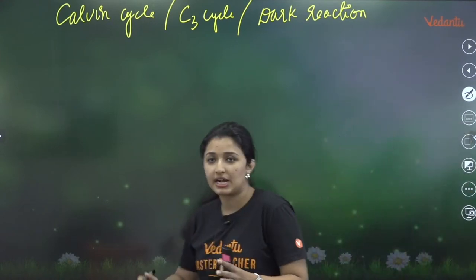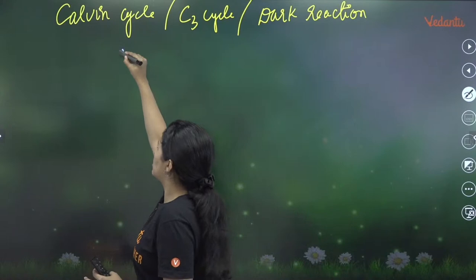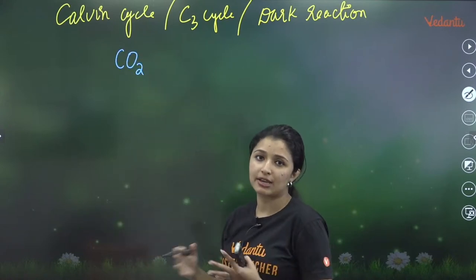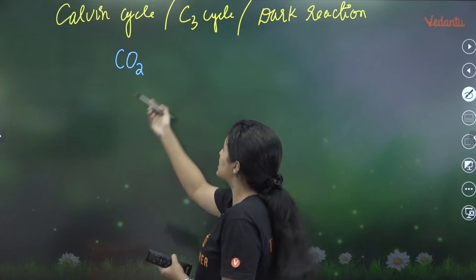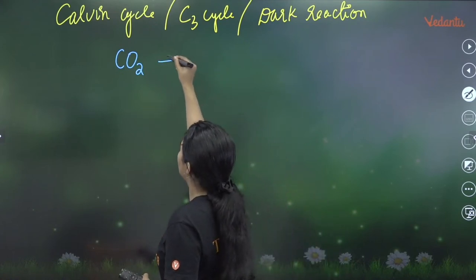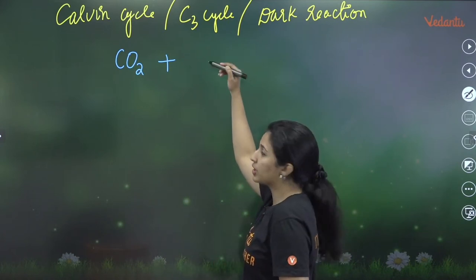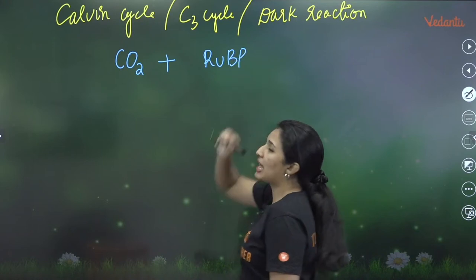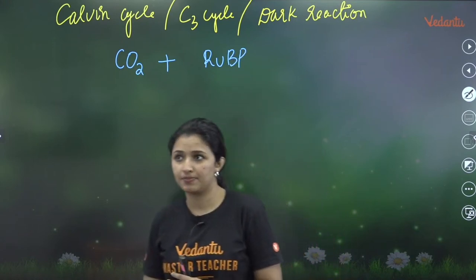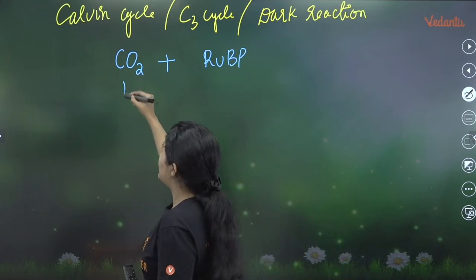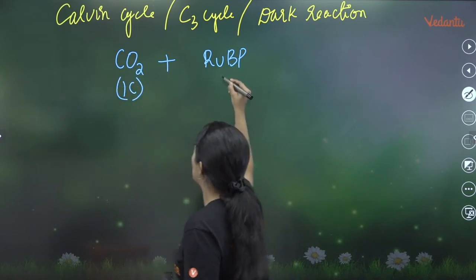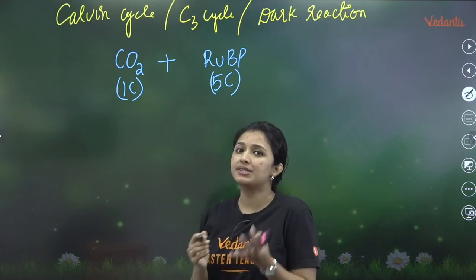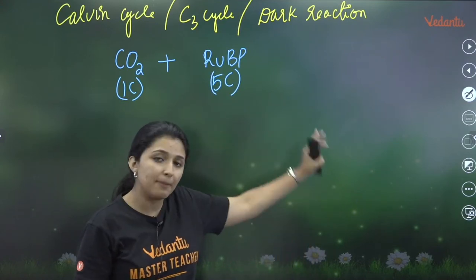Anyways, we'll start with the carbon dioxide molecule, which is taken through the stomata from the atmosphere. We have our carbon dioxide acceptor molecule, which is RuBP. RuBP is ribulose 1,5-bisphosphate. Carbon dioxide has 1 carbon, RuBP has 5 carbon. So, we should be forming a 6 carbon compound immediately. But that's not the case.